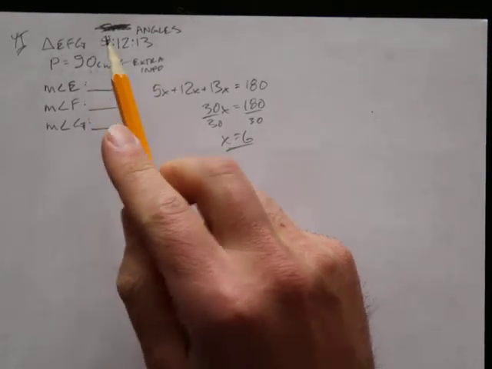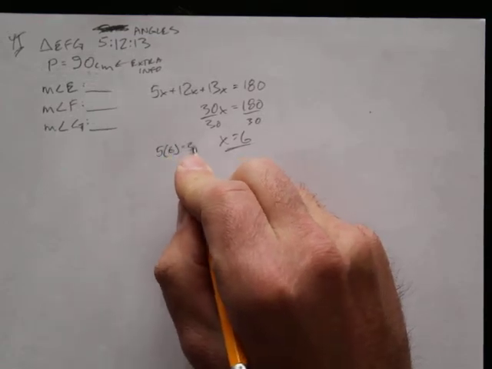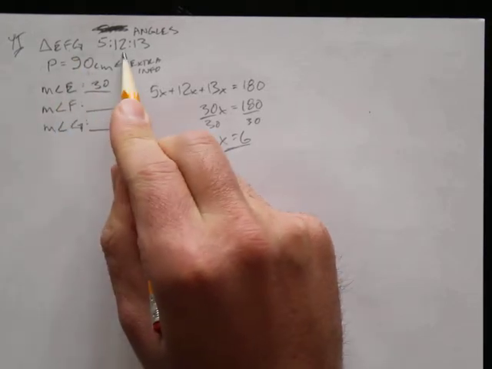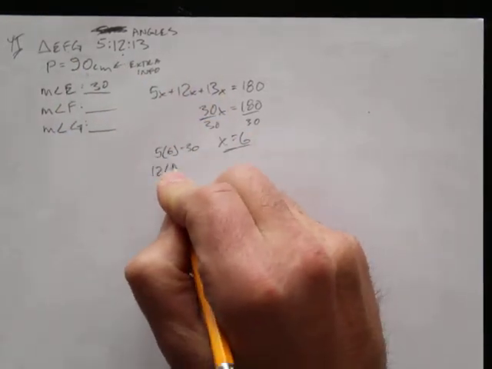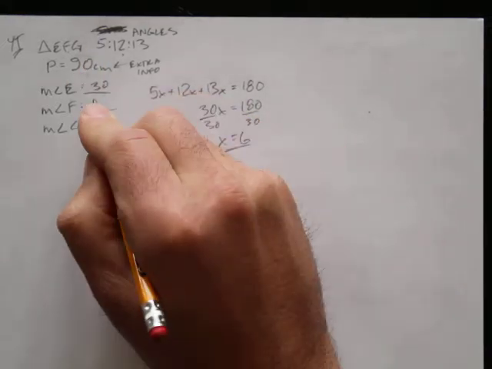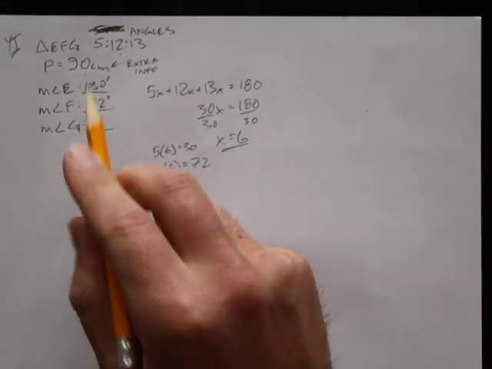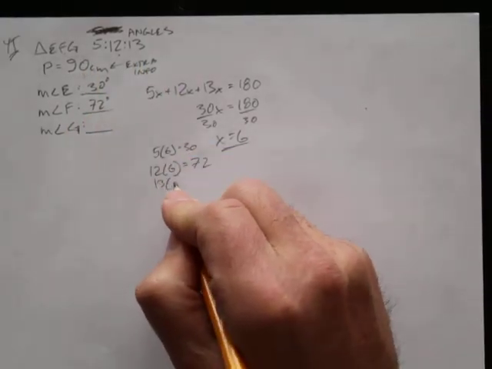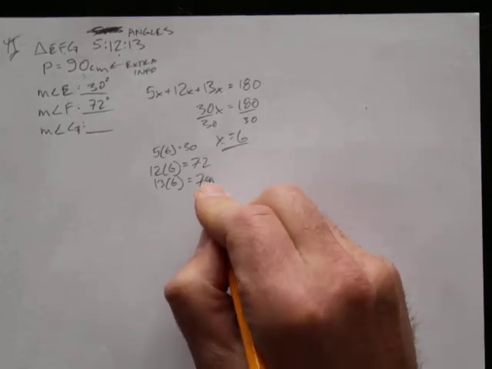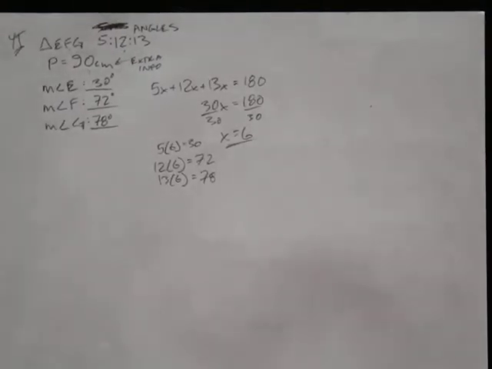So E is 5 times x, which is 5 times 6, 30. F is 12, so 12 times 6 is 72 degrees. And then measure of angle G, G is 13 times 6, which is 78 degrees. All right, so that's what you should have gotten for your try.